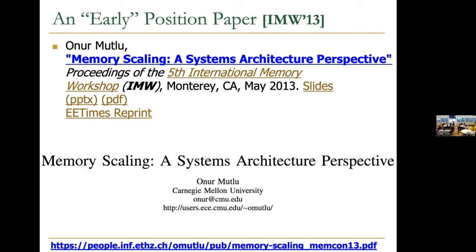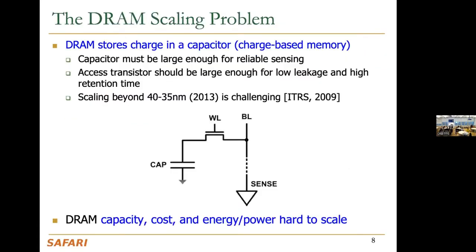I'm going to give you examples of what I mean by designing better controllers to tolerate reliability problems like RowHammer soon. But let me tell you about the scaling problem that we're looking at in main memory first. So main memory today is composed of dynamic random access memory, DRAM, and DRAM stores charge in this capacitor.